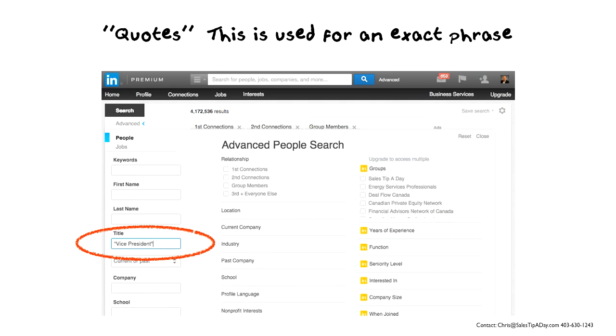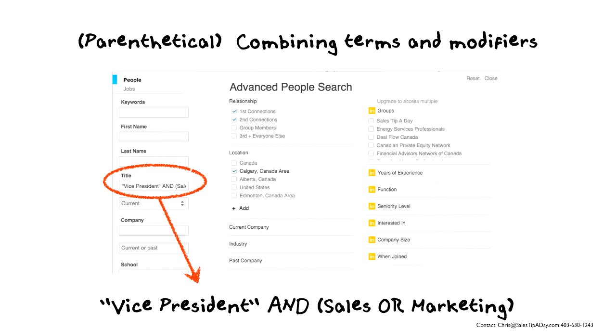Now, if you put the brackets around certain things, you're starting to combine terms and modifiers. Modifiers are the 3 other things I'm going to teach you about. So this is the second one, the brackets. The 3 others are AND, OR, and NOT, which are modifiers. In this case, what I'm looking for is VICE PRESIDENT altogether, then AND, all in capitals, and then in brackets, I want to find sales OR marketing. So this is going to look for a vice president of sales or a vice president of marketing. Notice that the AND and the OR are in capitals. These modifiers have to be in capitals.